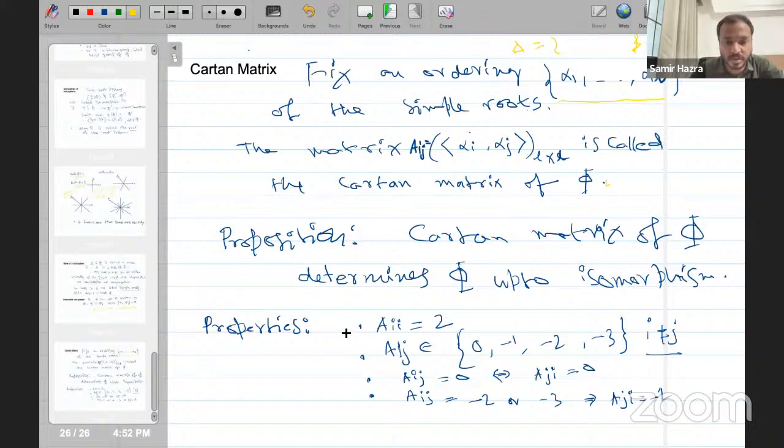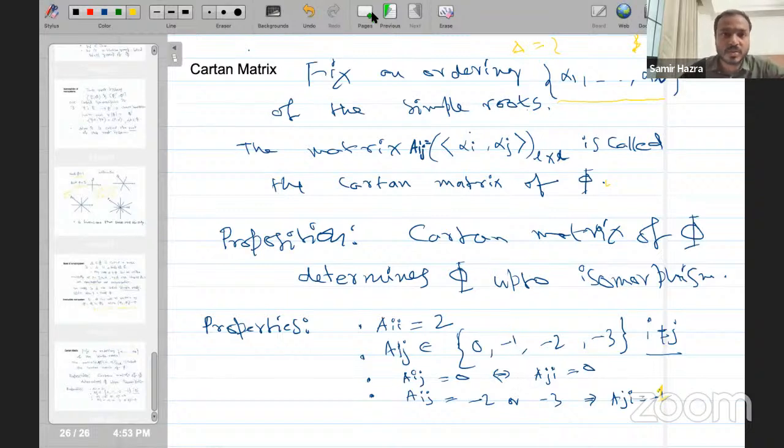Some properties to note here: Aii is always 2. All the non-diagonal entries, i not equal to j, must be of this form. If Aij is 0 for some i, j, then Aji must be 0. And if Aij is minus 2 or minus 3, then Aji must be minus 1, but not the other way.